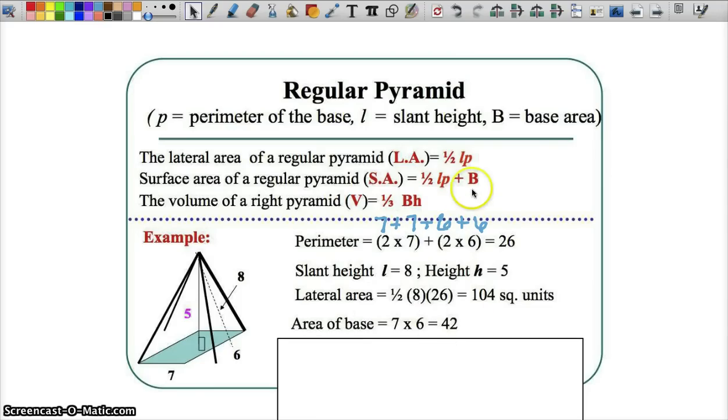The area of the base, now we need that for surface area. And what do you notice about lateral area and surface area? Well, the lateral area is this formula right here. So all you're doing for surface area is adding on the area of the base.